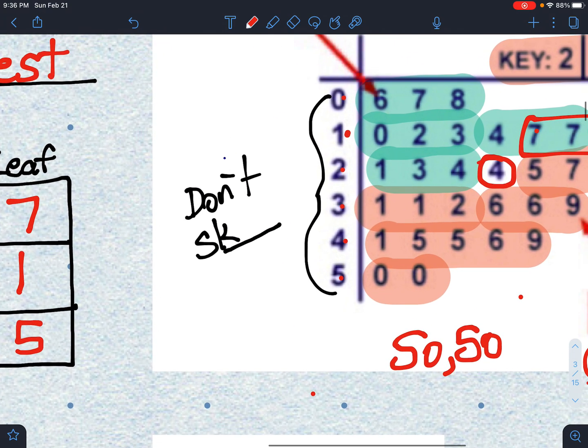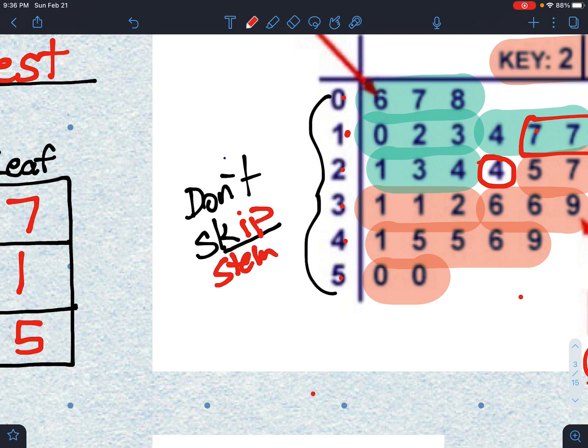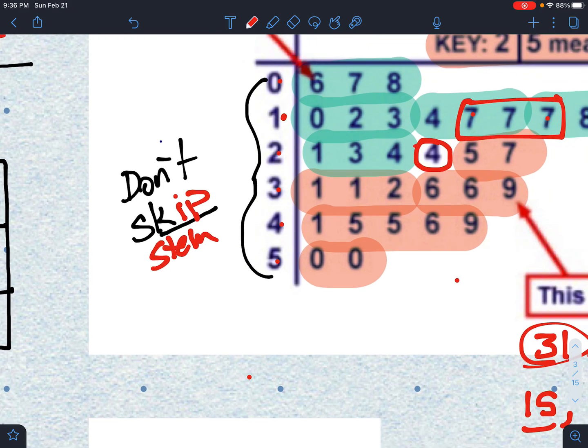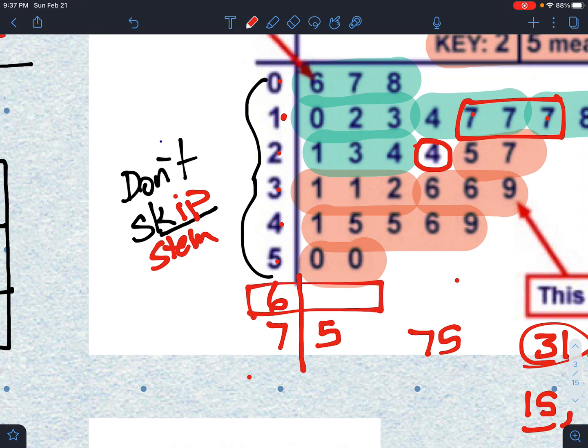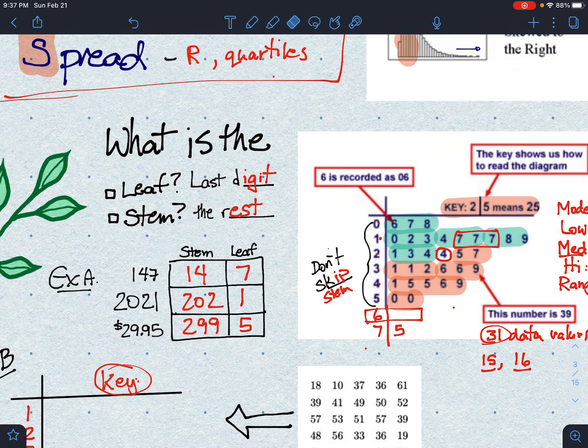Oh, one last thing before I go with it. Don't skip stems, meaning, let me erase this over here. Don't skip stems. So let's say my largest item was 75. And notice in my stem 6, there would be nothing. Well, you need to have the stem 6 there, and then make sure that it's blank, there's nothing after it, and then you just have a 75. So don't ignore this stem. Put it there, please, even though there's no particular data values for it.